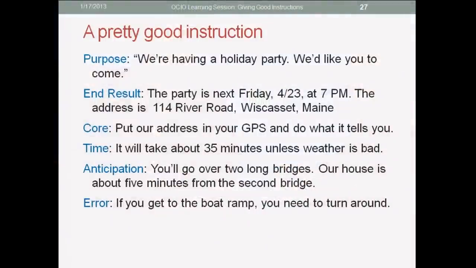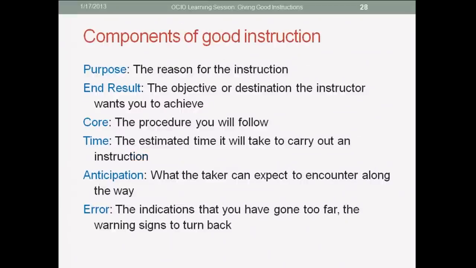And so you might say to Matt, okay, here's the kinds of things you might expect as you try to do this deliverable. And finally, the error. Now, sometimes error helps. If you get to the boat ramp, you got to turn around because you went too far. In a recipe, error doesn't help. If your turkey comes out overdone, you cooked it too long. So you want to think about that.